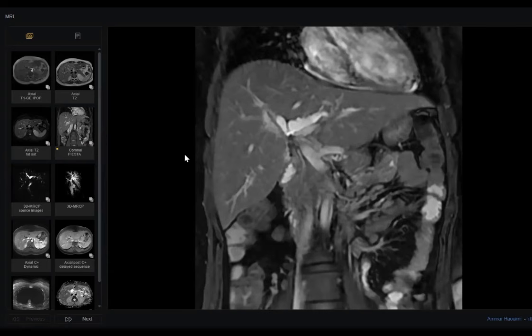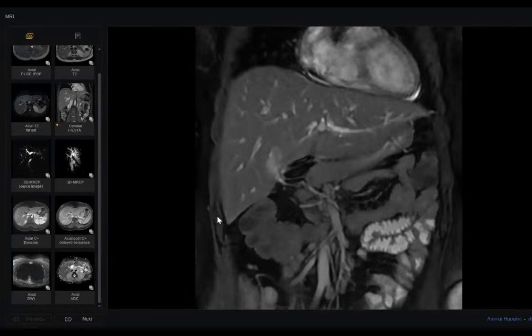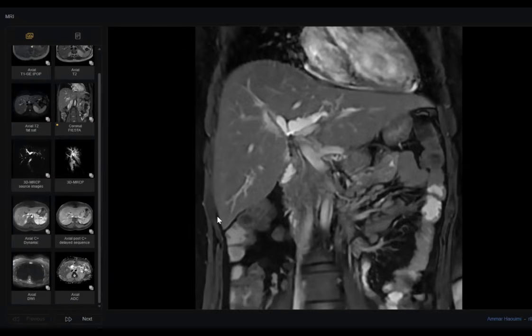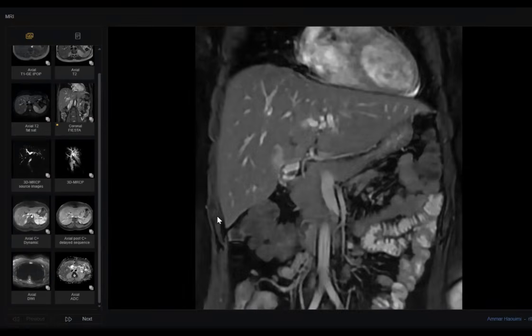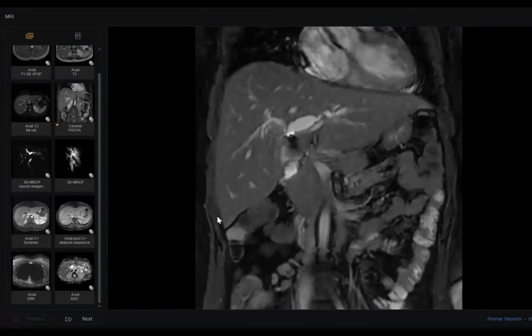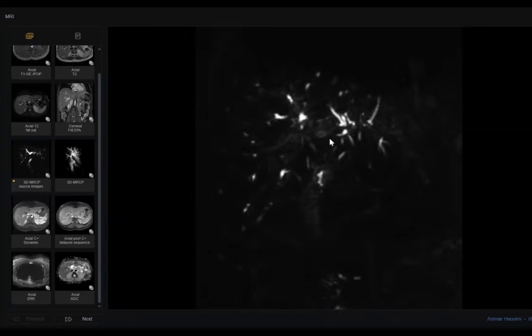Which sequence do you want? At the region of confluence, I'm able to see some hypointensities. I'm suspicious about these hypointense foci which I noted at the confluence. In my routine practice, I would like to see the common bile duct and the pancreatic duct as well. What is the name of this sequence?